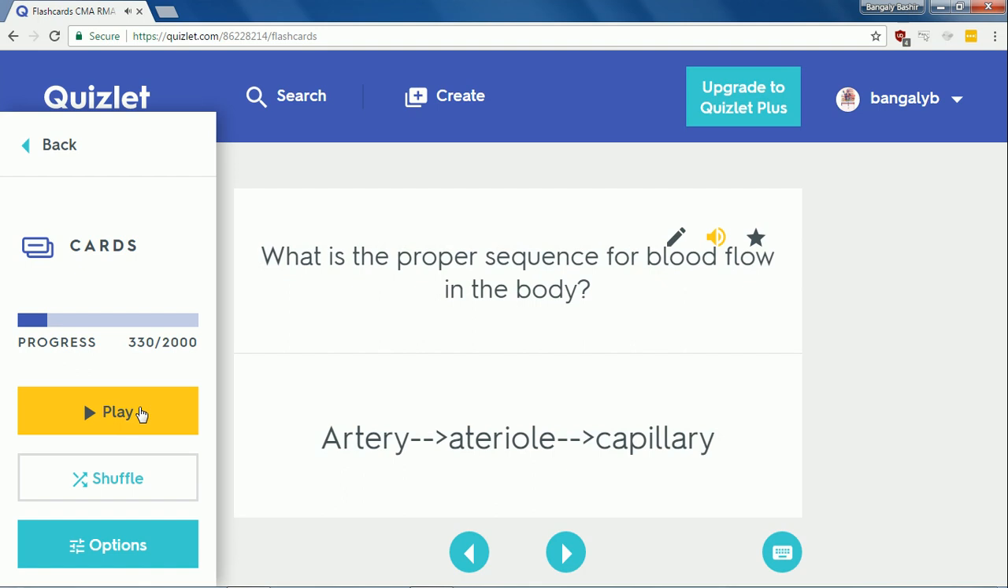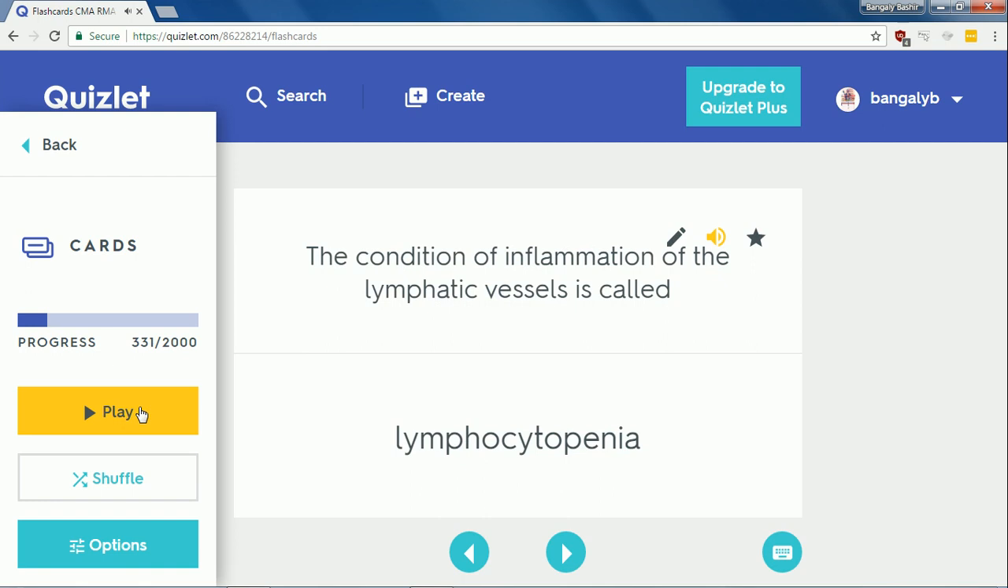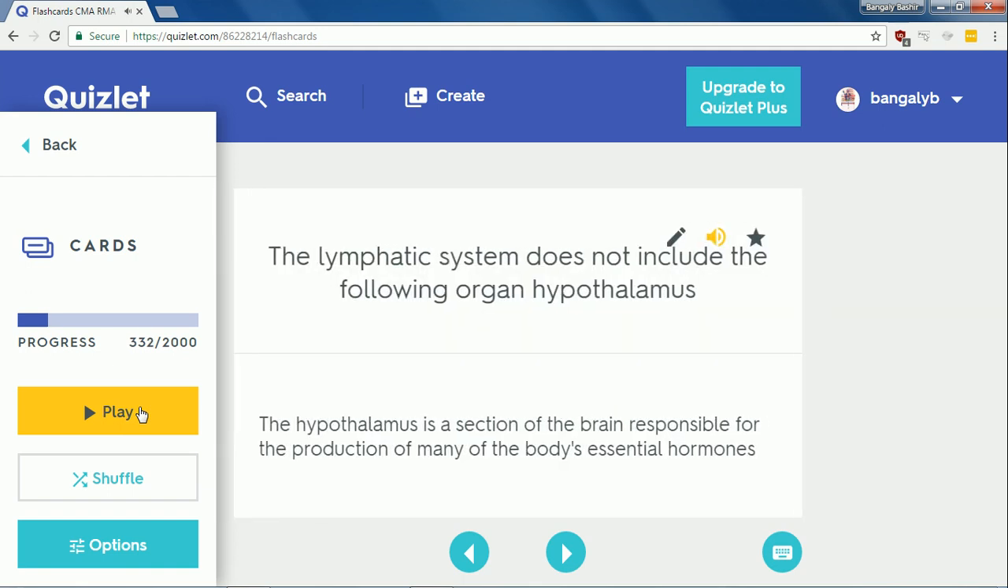What is the proper sequence for blood flow in the body? Artery, greater than arteriole, greater than capillary. The condition of inflammation of the lymphatic vessels is called lymphangitis. The lymphatic system does not include the following organ: hypothalamus. The hypothalamus is a section of the brain responsible for the production of many of the body's essential hormones.